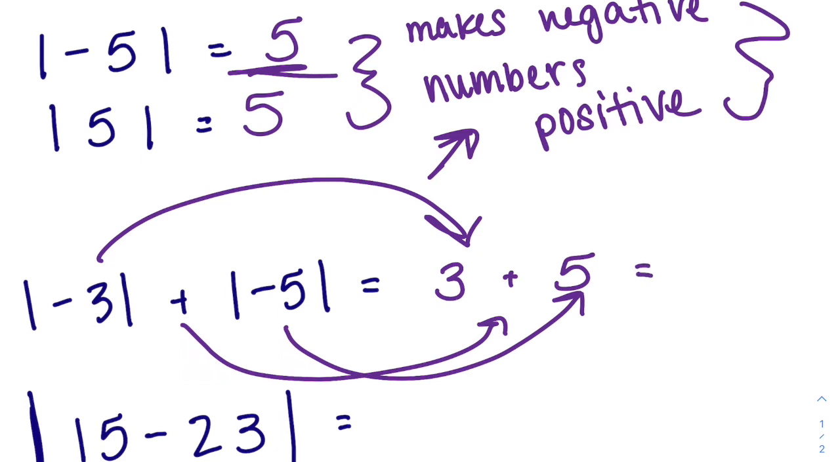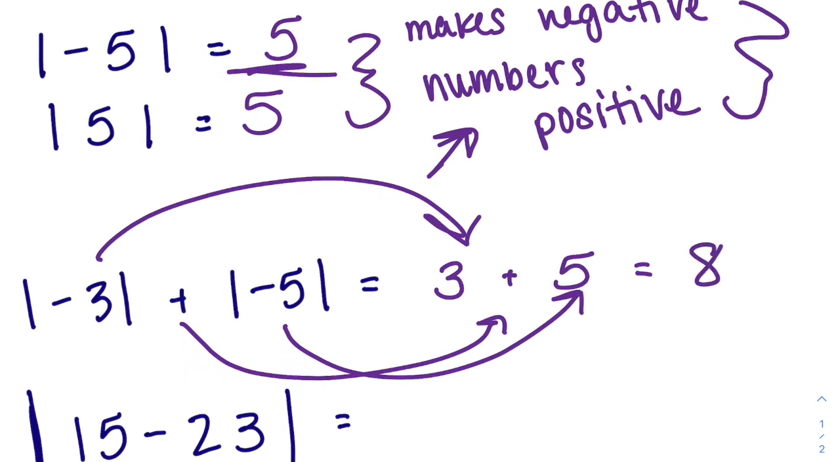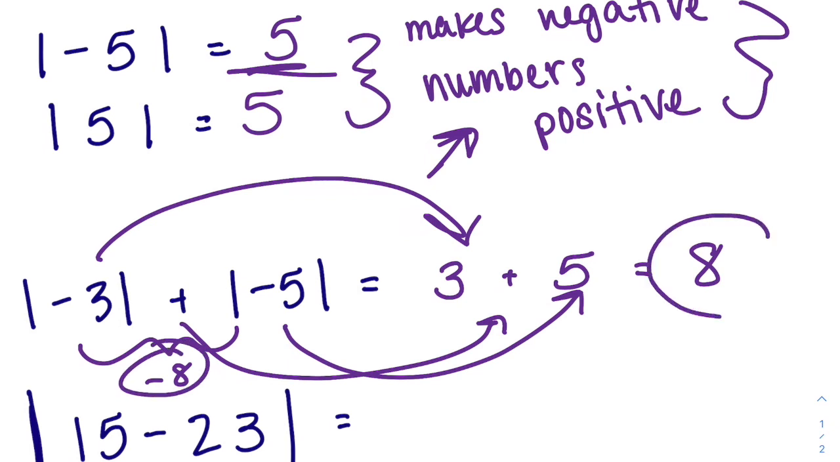So now 3 plus 5, that is 8. -3 plus -5 would have been -8. So if I wasn't paying attention to those absolute value symbols at all, I would have said the answer is -8. That's not true. That's not what I'm looking for. The answer here is just a normal 8.